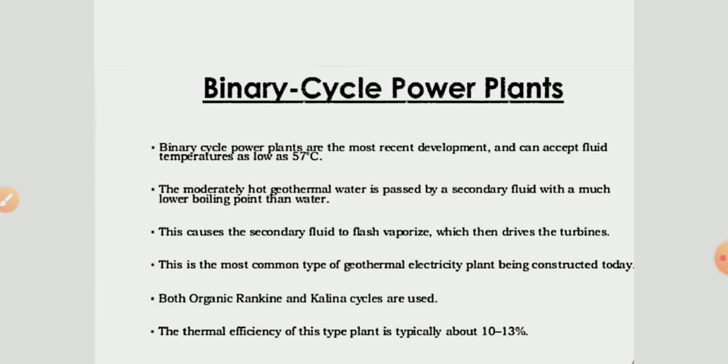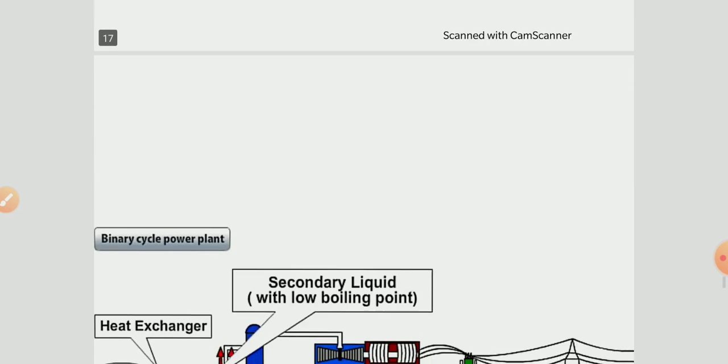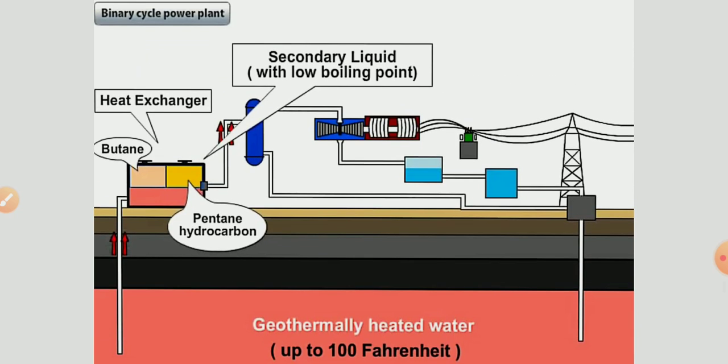This causes the secondary fluid to flash vaporize, which then drives the turbine. This is the most common type of geothermal electricity plant being constructed today. The thermal efficiency of this power plant is typically about 10 to 13%. This is the binary cycle power plant.